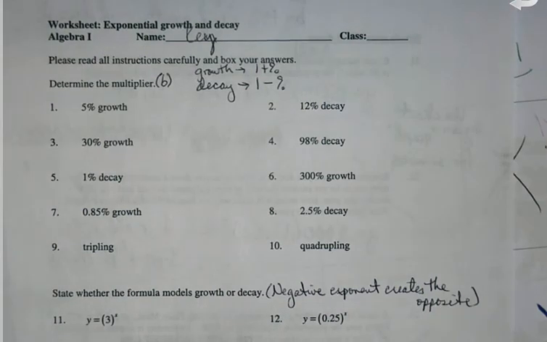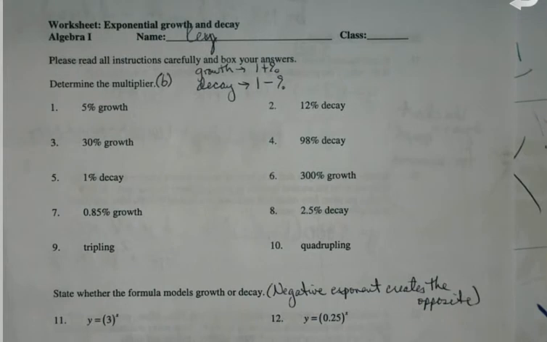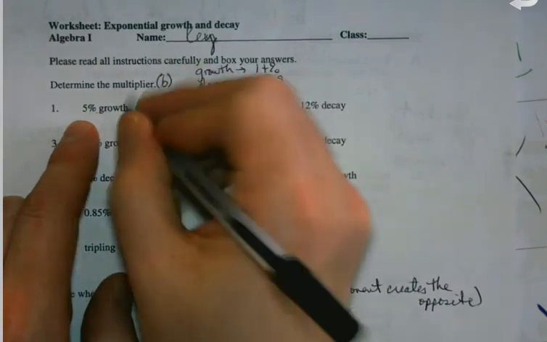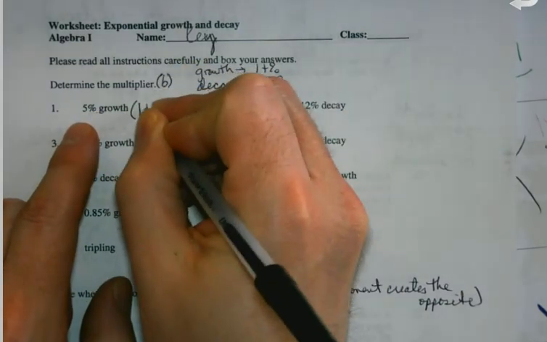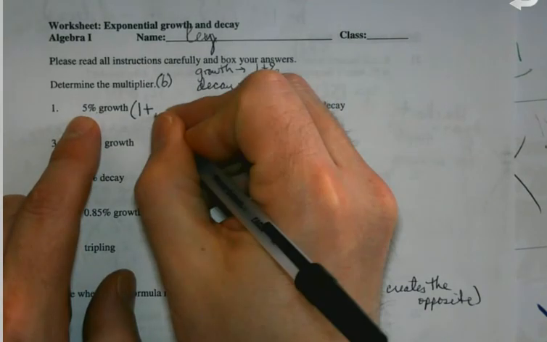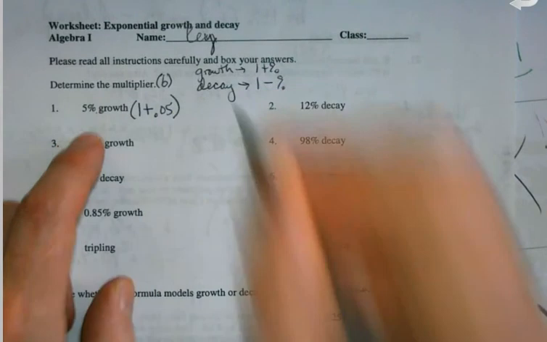So for instance, it says determine the multiplier. Okay, determine B. Because you're like, well, I don't see an A value. Where's A? Well, we don't have it. So if it says 5% growth, for instance, I would do 1 plus, how do I do 5% as a decimal? 0.05. Okay, that's all we're doing.